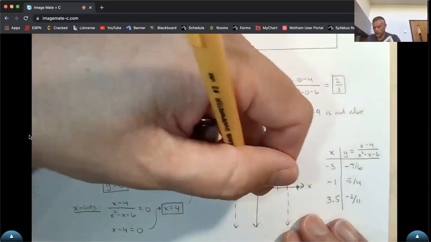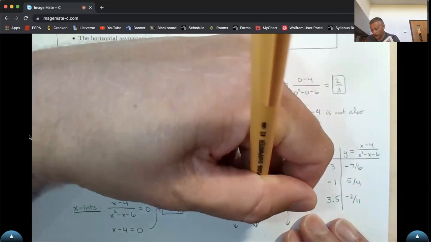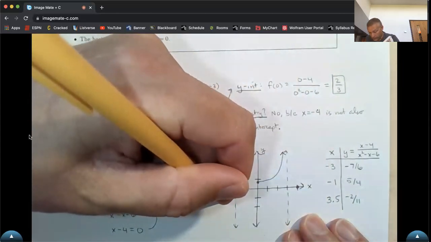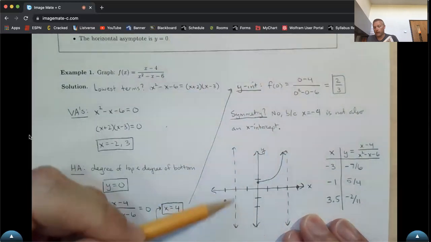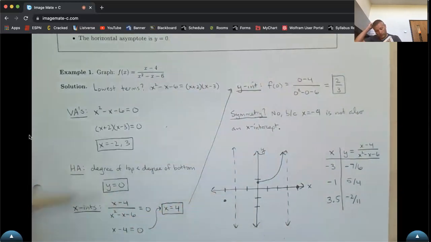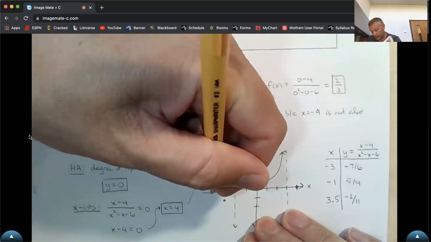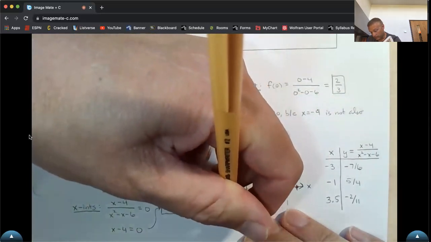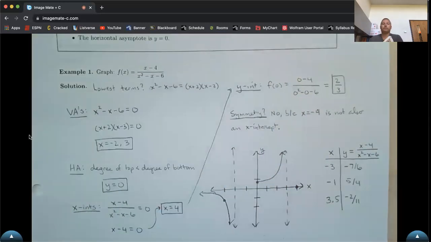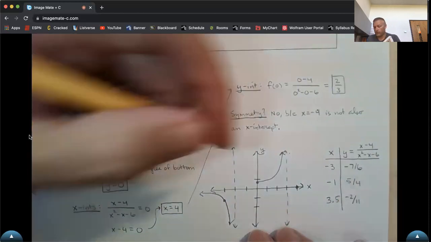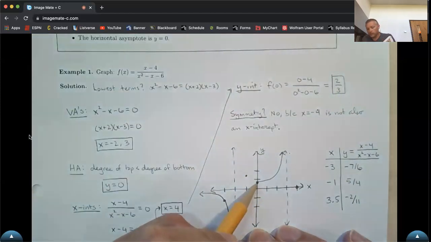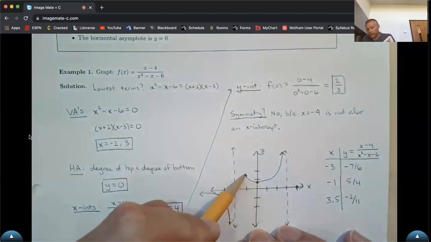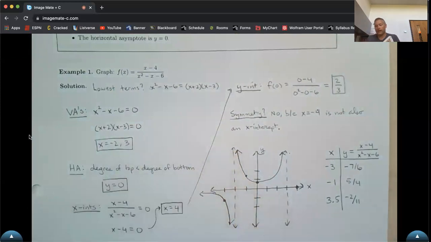So at negative 3, I'm a little bit below negative 1. This is a point that's below my horizontal asymptote and left of my vertical asymptote. So I'm going to sketch something that keeps that trend going, which puts me here. At negative 1, I'm at 5/4, which is a little bit above 1. So I have something like this. I must be headed upward as I approach this asymptote.